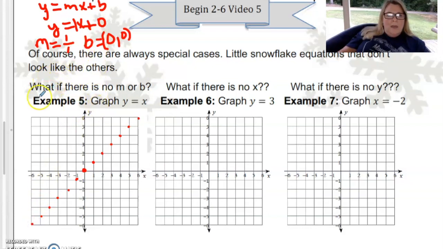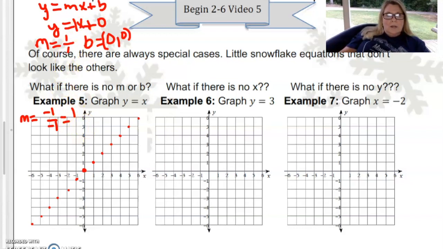Remember, we can do that because going down is a negative. Going to the left is a negative, and negative divided by negative is a positive. So the slope is 1 either way.